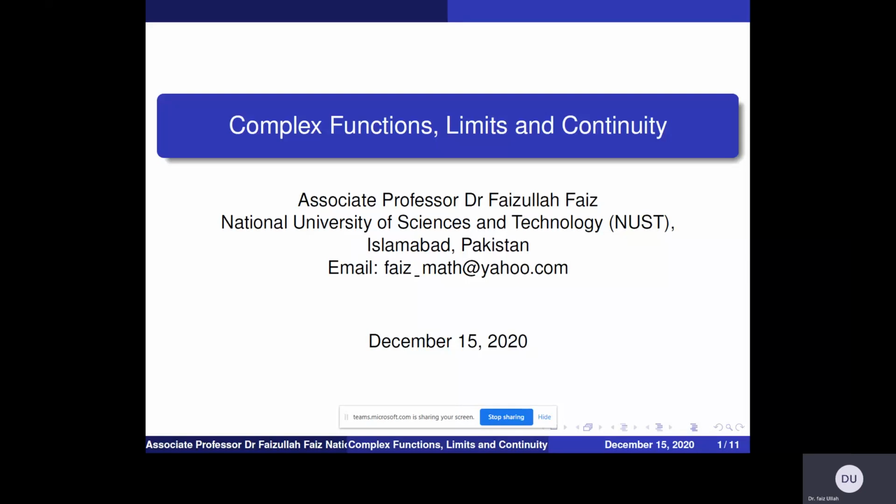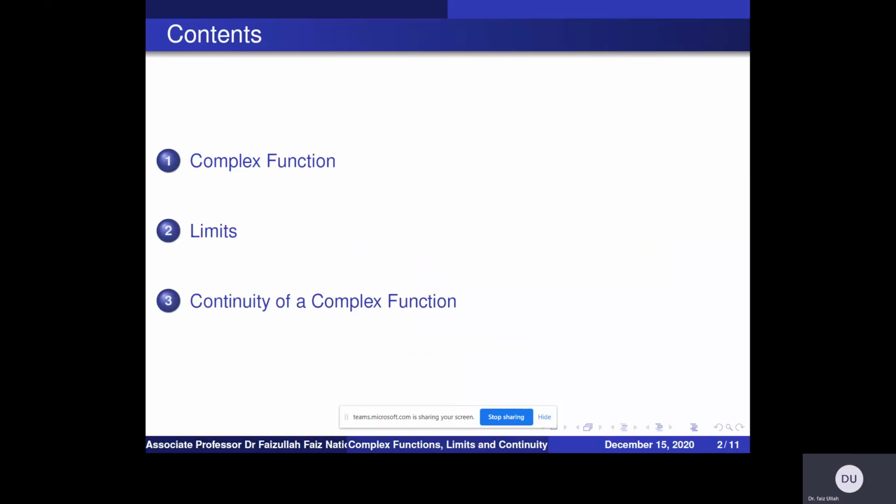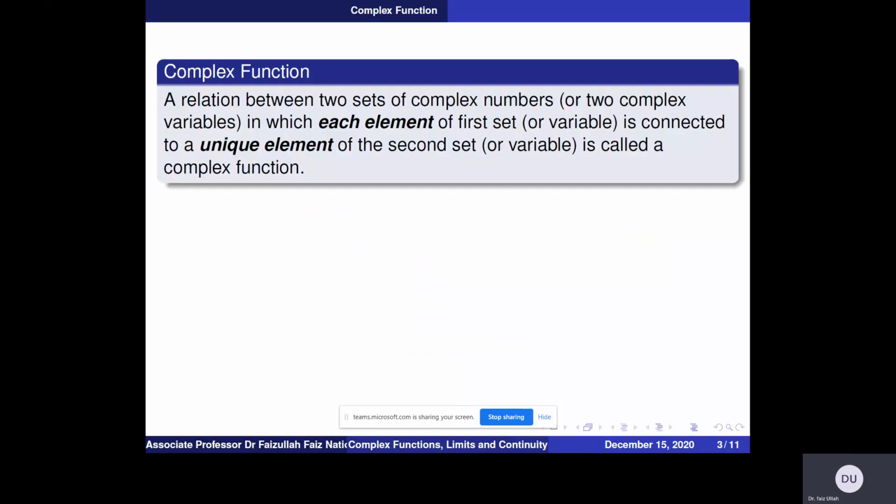Complex functions, limits, and continuity. So let us start from the definition of a complex function.